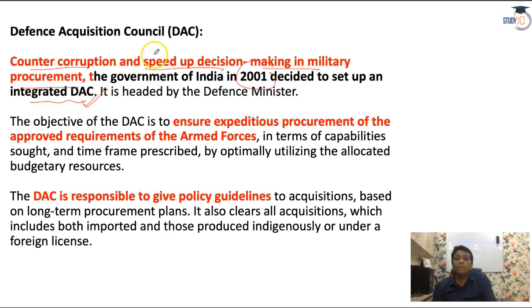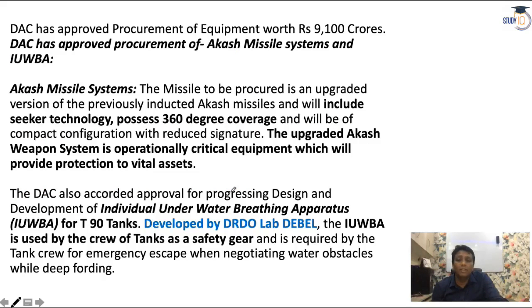So the Defense Acquisition Council was set up in 2001. The purpose was to speed up decisions and counter corruption in military procurement. Whatever your requirement, you can procure easily. It even ensured the expeditious procurement of the approved requirements of the armed forces. DAC is responsible for giving policy guidelines also. It makes the various policies. Even, see guys, recently it was in the news, DAC approved procurement of equipment worth around 9100 crore rupees.